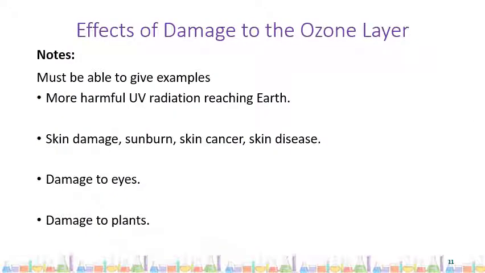Some of the effects of damage to the ozone layer would be that more harmful UV light is reaching the earth, and this could cause skin damage, skin burn, skin cancer, or skin disease. It could also damage your eyes, and it can cause damage to plants as well.